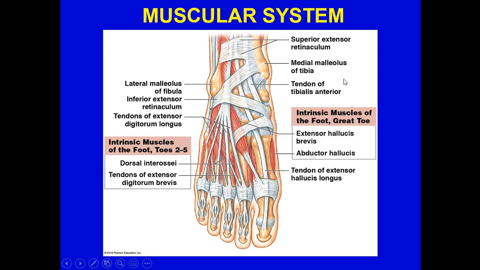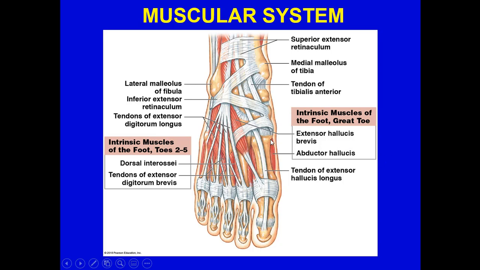This is a view, and let's take a look at the intrinsic muscles of the great foot. Here we have the extensor hallucis brevis. Okay? Notice that it comes over, and this is the large toe here. Here's the hallux right here. So it's going to attach to this sheath right here. And this is also the tendon of the extensor hallucis longus right here.